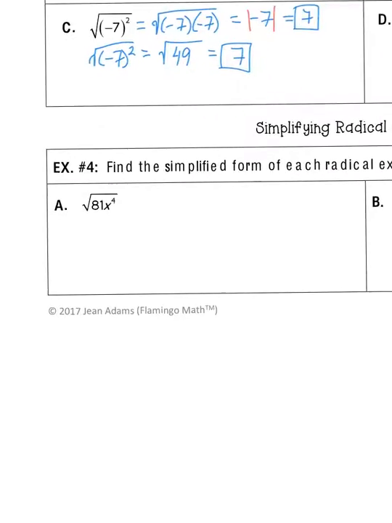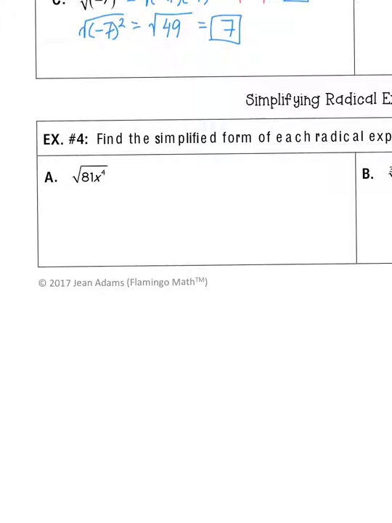Okay, let's look at 4A. We're going to simplify this. So you got to look at the numbers separately than the power because you've got x to the fourth power, so that's a power. So the square root of 81 is 9. When you find any root of a power, whatever this root is, you're going to divide it into that power. So because this is a square root, you're going to divide that 4 by 2. So 4 divided by 2 is 2, so you get x squared.